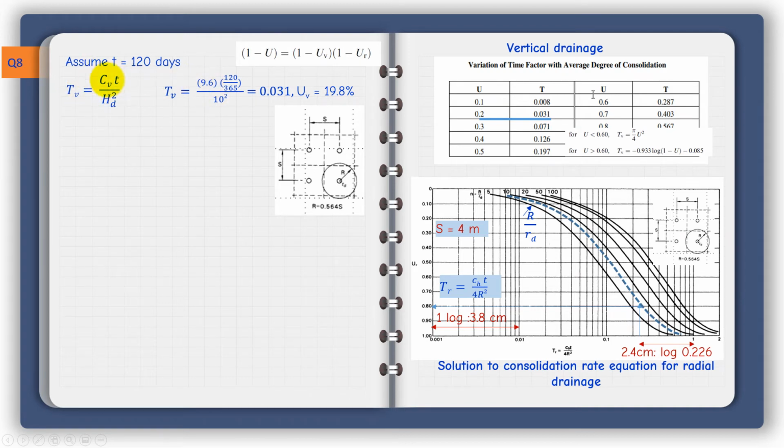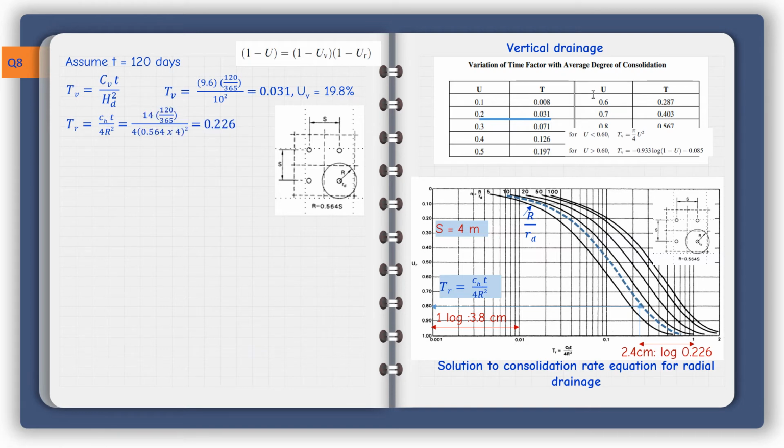CV is 9.6. Time assumed 120 days. You divide it by 365 days to be consistent in units, given that CV is given in years. Divided by h square, that's 10 square, and this has given me 0.031. I can substitute here now because I have TV, so I can calculate U square and then U. So this has given me the degree of consolidation that will be associated with 120 days combined consolidation is 19.8%.